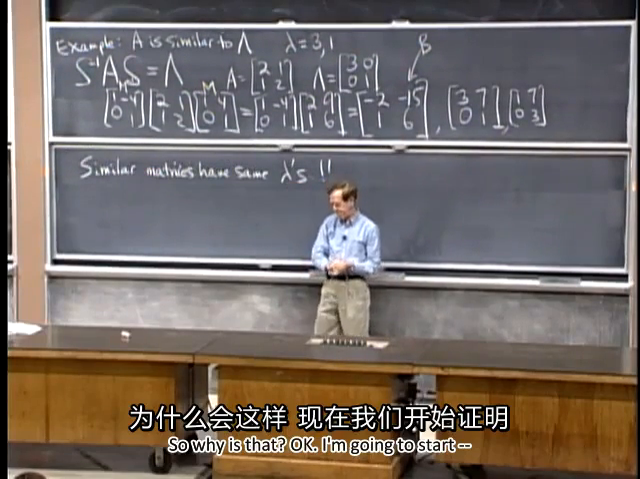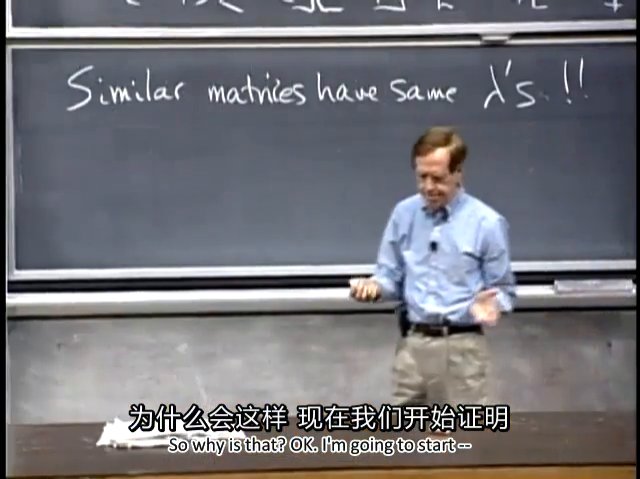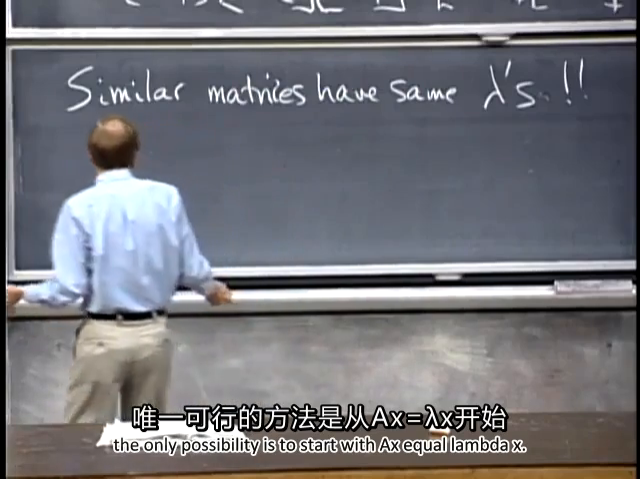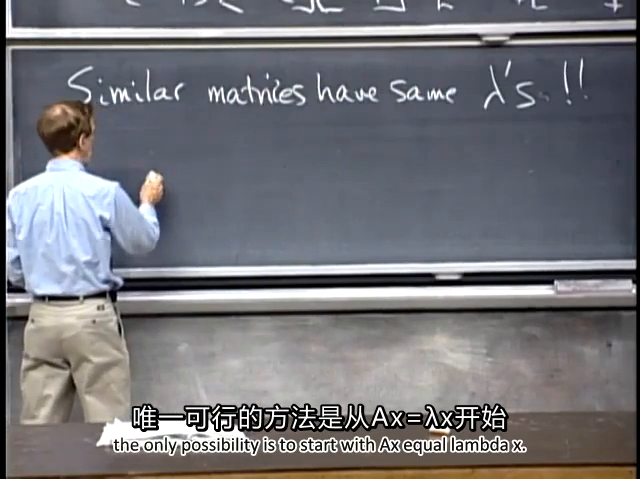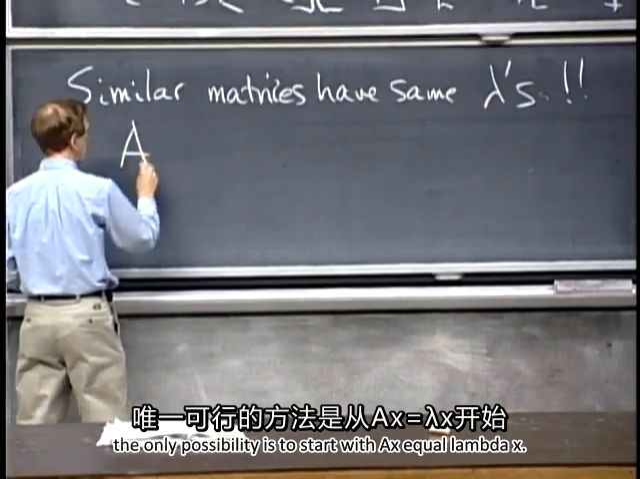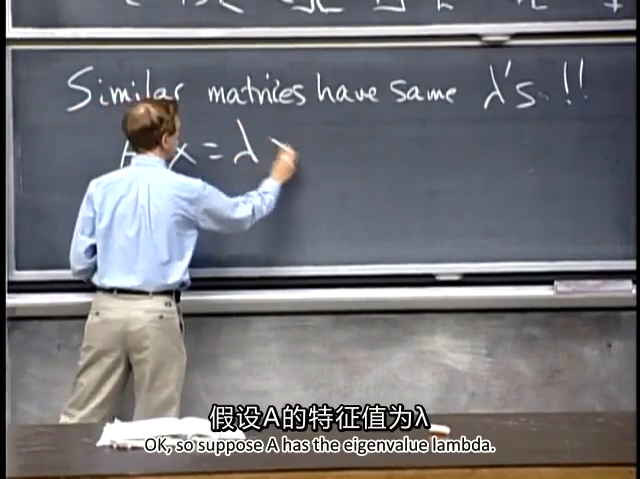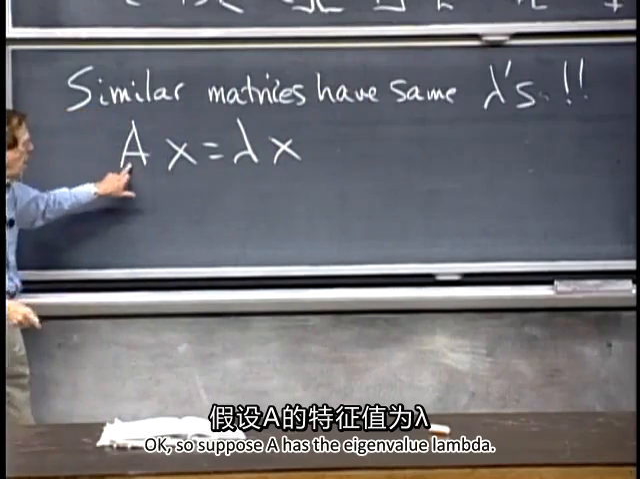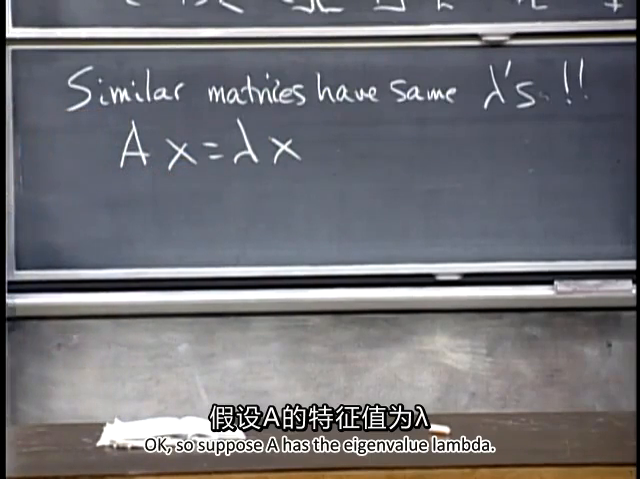So why is that? Okay. The only possibility is to start with AX equals lambda X. So suppose A has the eigenvalue lambda.